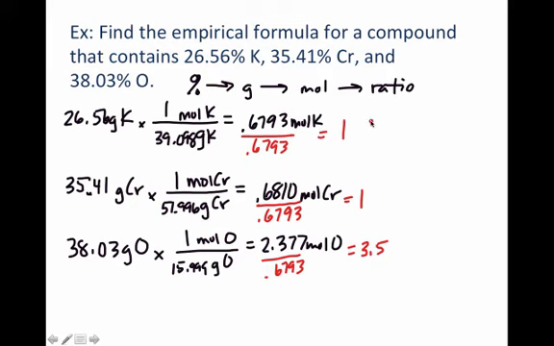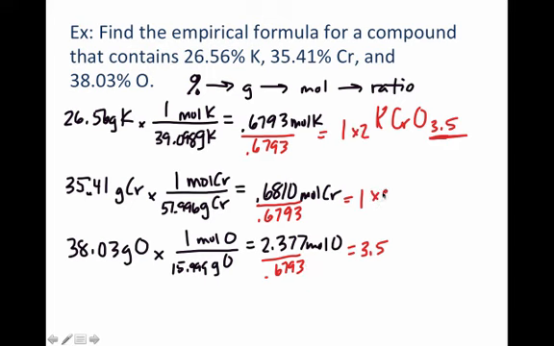But if I wrote the formula, let's see, 1 potassium to every 1 chromium to 3.5 oxygen, that formula looks weird, KCrO3.5. The reason is because it has to be a whole number. Empirical formulas have to be the lowest whole number ratio. This isn't a whole number, it's a half. So when you have a half, after you get to this point where you divide each by the smallest, what you can do is double everything.